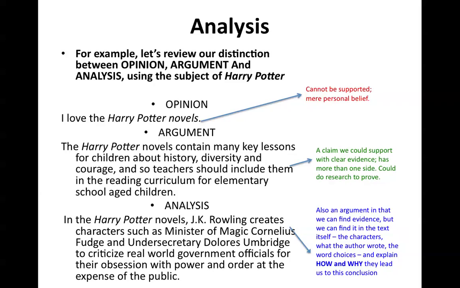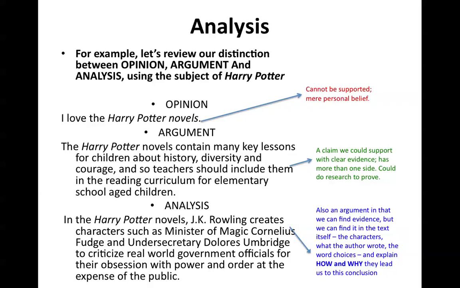What we're going to be moving into in our English 112 class, as we discussed in our last class meeting, of course, is analysis. It's also an argument in that we can find evidence, but we're going to find it in the text itself. So an analysis of those might be something like, in the Harry Potter novels, J.K. Rowling creates characters such as Minister of Magic Cornelius Fudge and Undersecretary Dolores Umbridge to criticize real-world government officials for their obsession with power and order at the expense of the public.